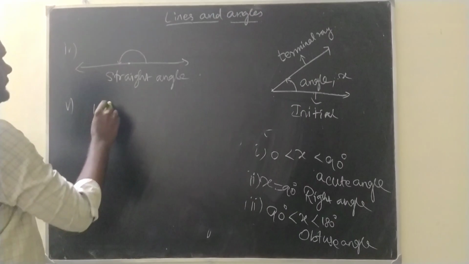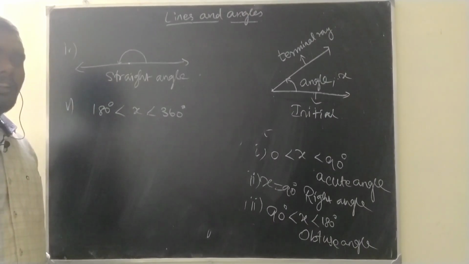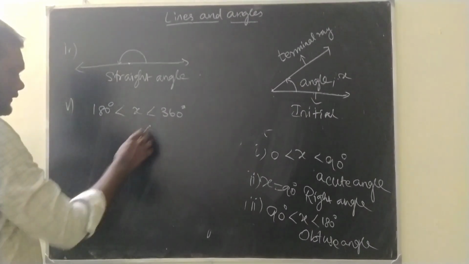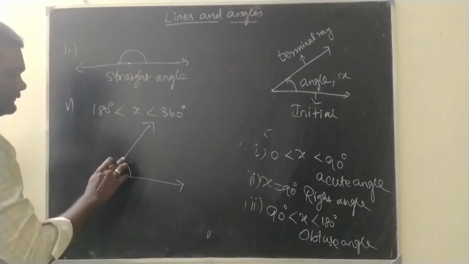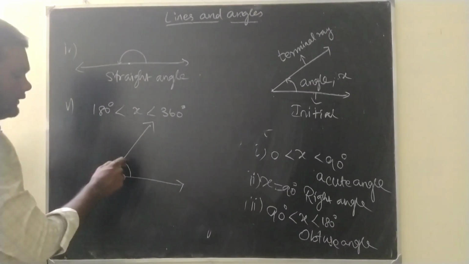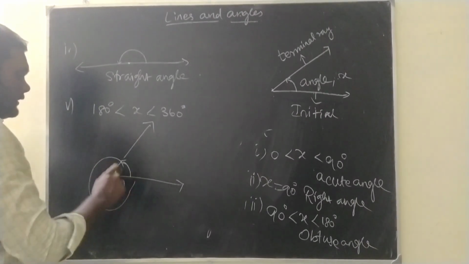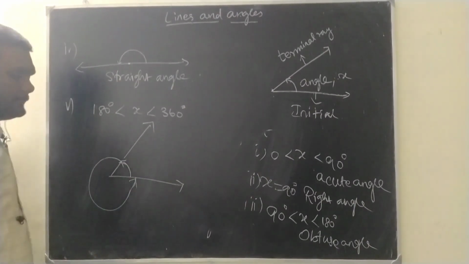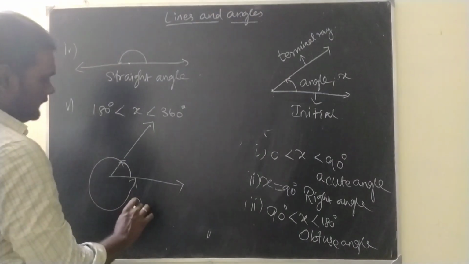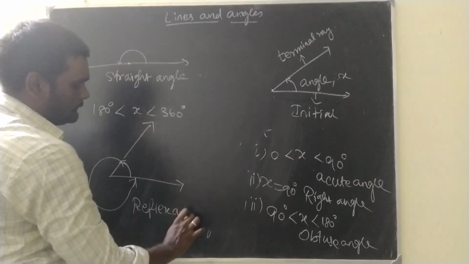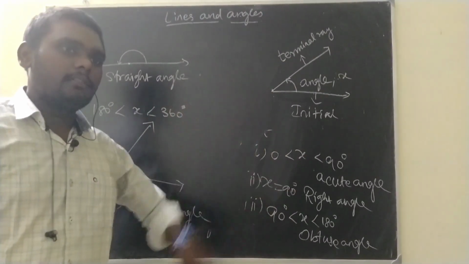And the fifth one, if it lies between 180 degrees and 360 degrees. How come this will lie between 180 degrees and 360 degrees? Because if the angle is like this, from here to there it will be less than 90, obviously. What about this angle? If this is the initial ray and this is the terminal ray, then it is called a reflex angle. These are all the types of angles. Whenever it is required, we may use these things.